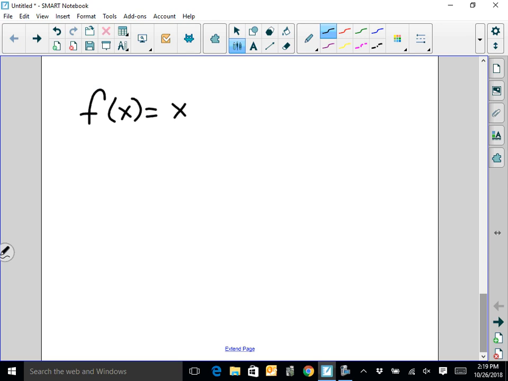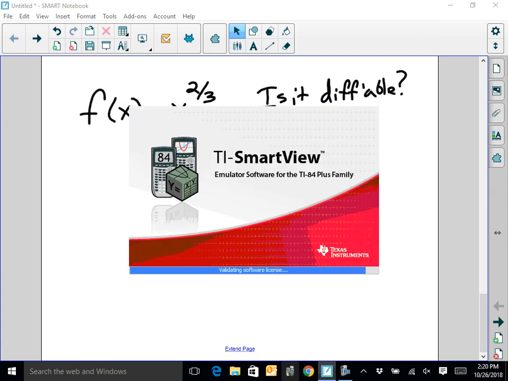So let's take a look at the function f of x equals x to the 2/3. And I want to know, is this thing differentiable? Well, let's take a look at the graph of x to the 2/3. Go ahead and get your calculator out and do this with me. Let's take a look at what the graph of x to the 2/3 looks like.